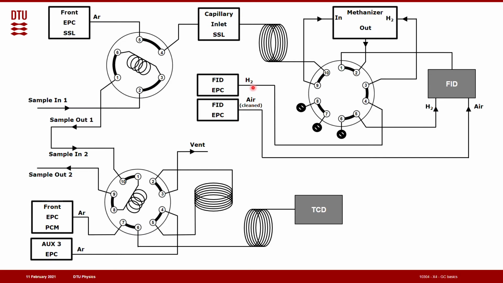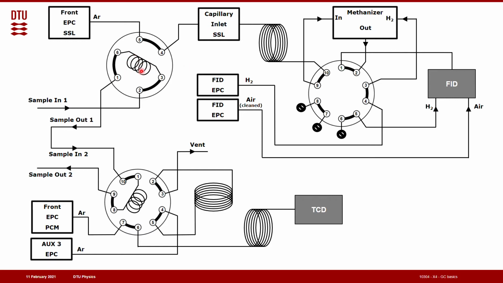We also have one supplying hydrogen and one supplying clean air, which are both used in the FID. The FID is a detector, in this case one out of two; both have an FID detector and a TCD detector. They work in slightly different ways, but we'll get into that later. Then we have different valves. In this GC we have 3 valves, and it will be clear what they do in a second.